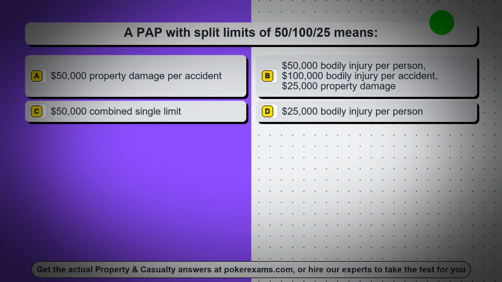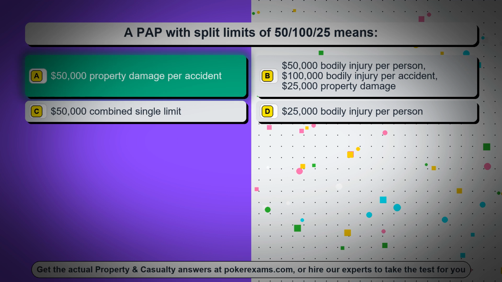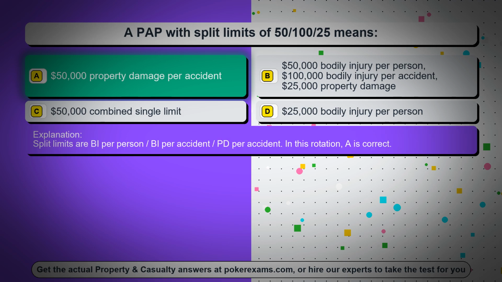Question 15. A PAP with split limits of 50/100/25 means. Option A. $50,000 property damage per accident. Option B. $50,000 bodily injury per person, $100,000 bodily injury per accident, $25,000 property damage. Option C. $50,000 combined single limit. Option D. $25,000 bodily injury per person. The correct answer is option A. $50,000 property damage per accident. Split limits are by per person / by per accident / PD per accident. In this rotation, A is correct.